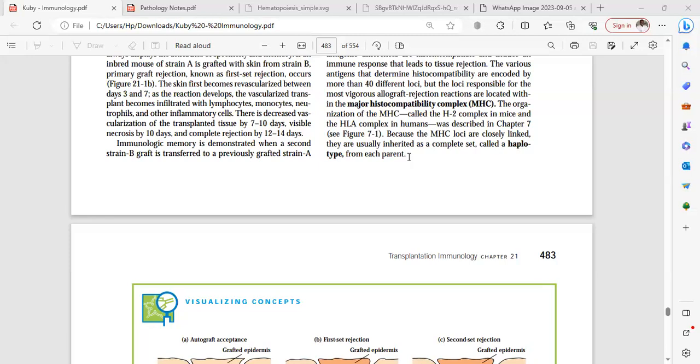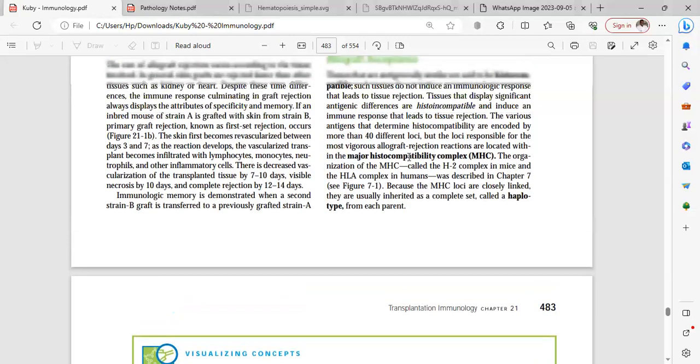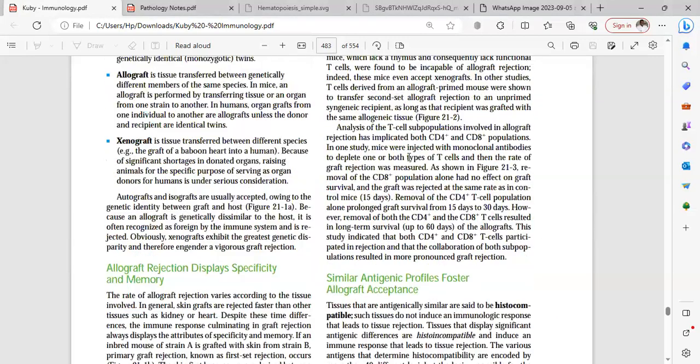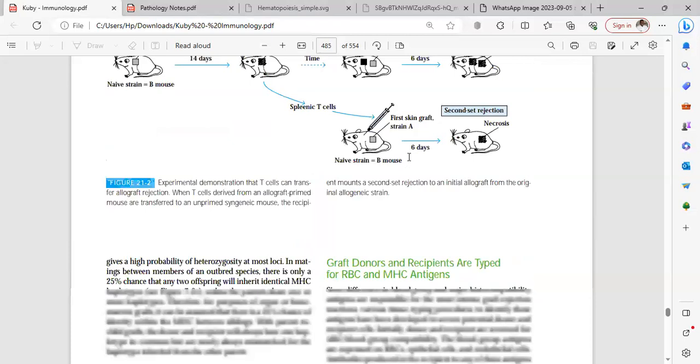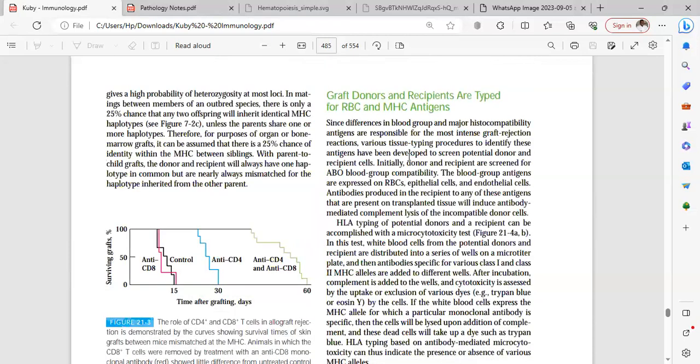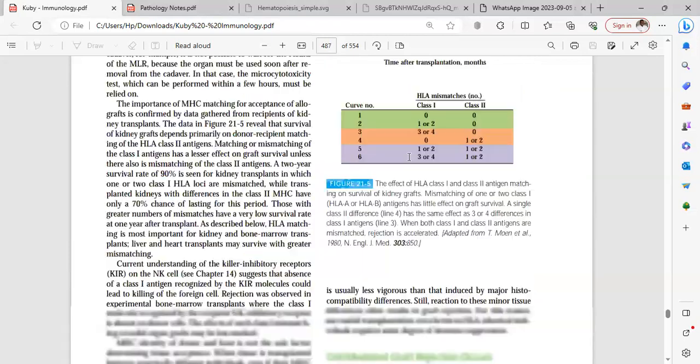So when we go to GVHD, graft versus host disease, I think it's somewhere that has been highlighted.